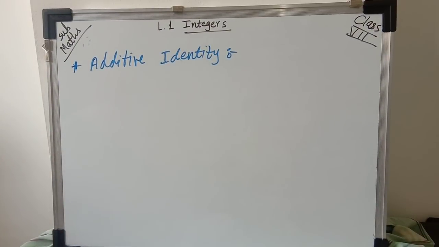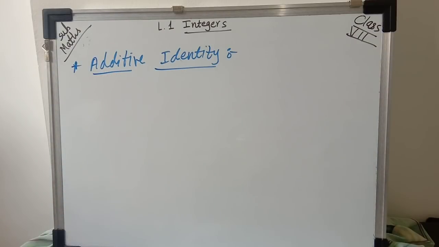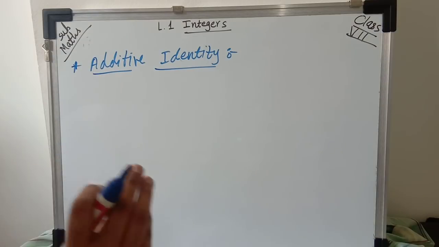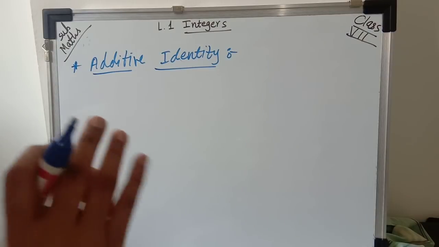Now we are going to see the additive identity. Now students, what is additive identity? When we learned whole numbers, we knew that if we add 0 to any whole number, we get the same whole number. Here also, when we are doing addition, remember 0 is the additive identity for integers.